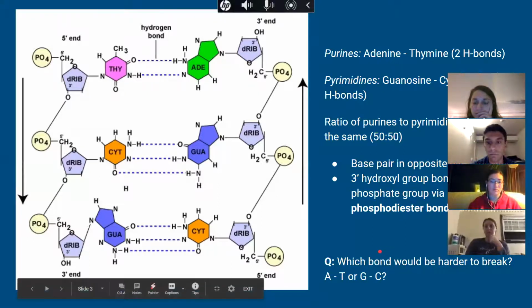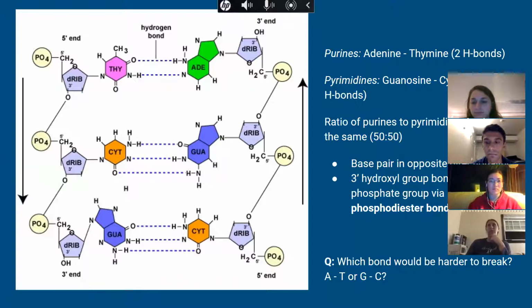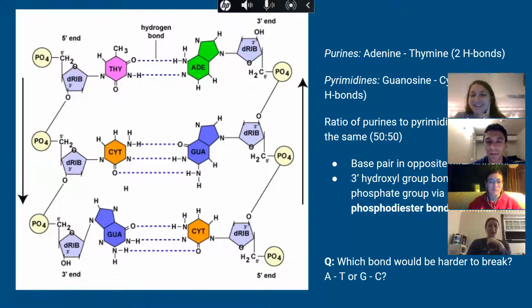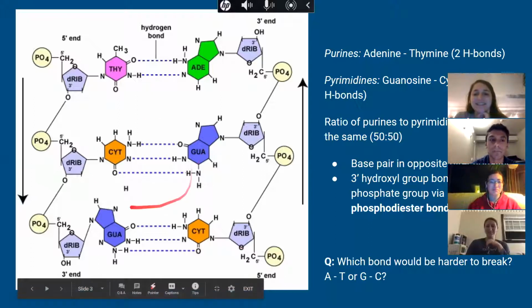Hydrogen bonds. Normally, if you're going to have any breakage between nucleotides, it's going to happen between the bases. Just G and C would be harder to break, because they have 3 hydrogen bonds where A and T have 2.